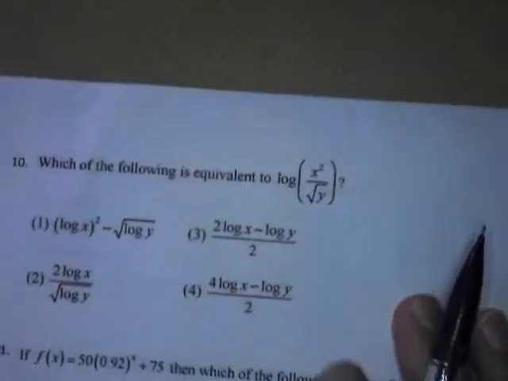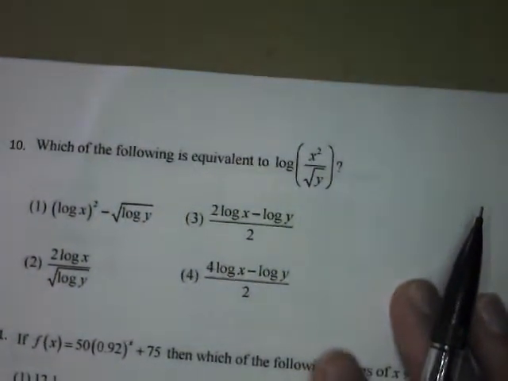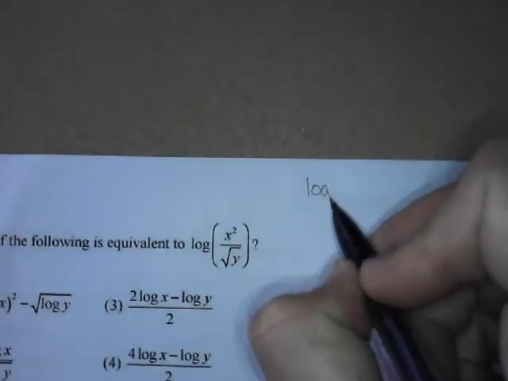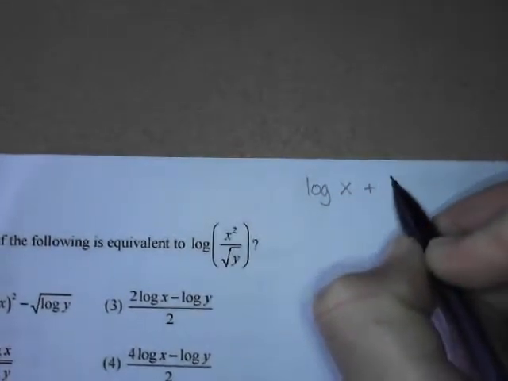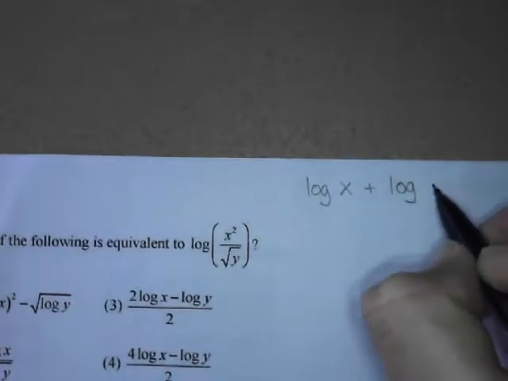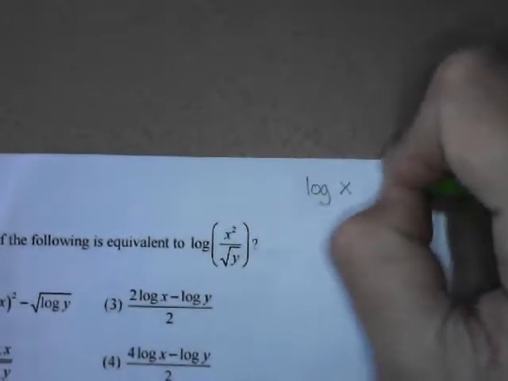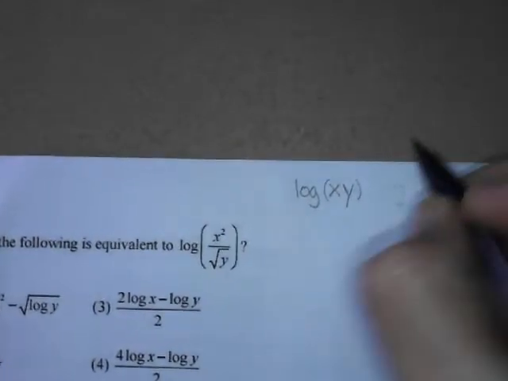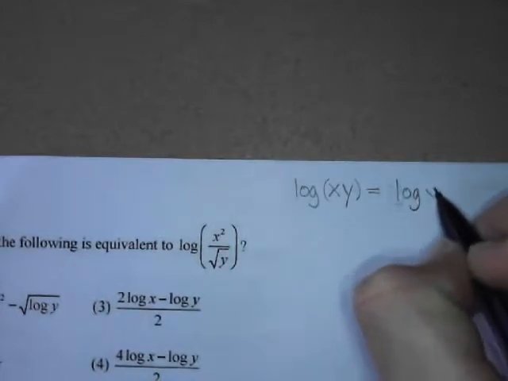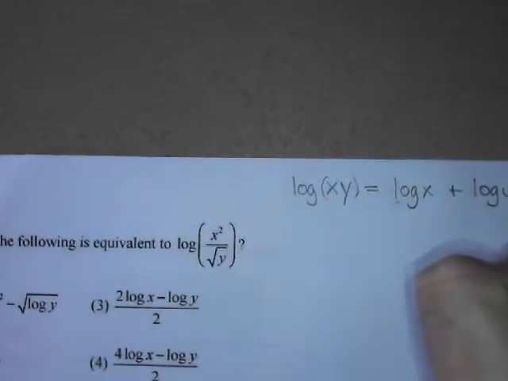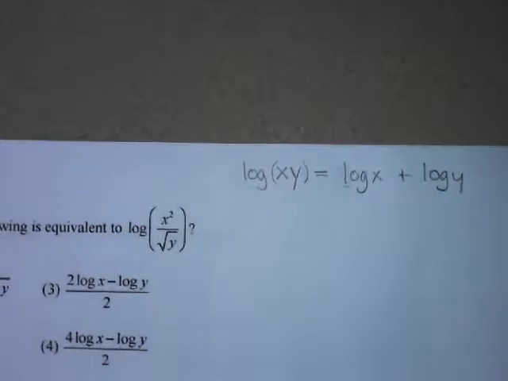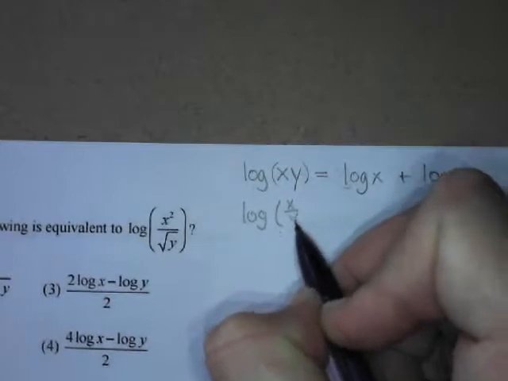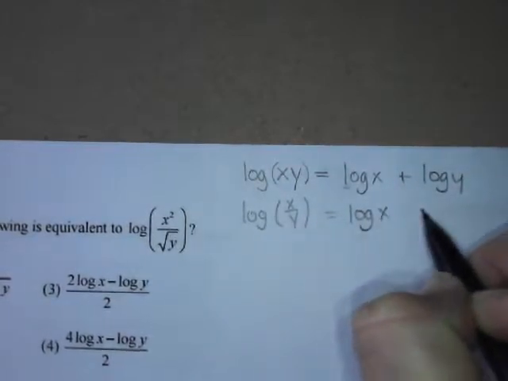Log rules. Now, we have 3 log rules. I'll review them at the top. If you have common logs, log of x times y. The log of x times y splits up into the log of x plus the log of y. Okay? The log of x divided by y splits up into the log of x minus the log of y.